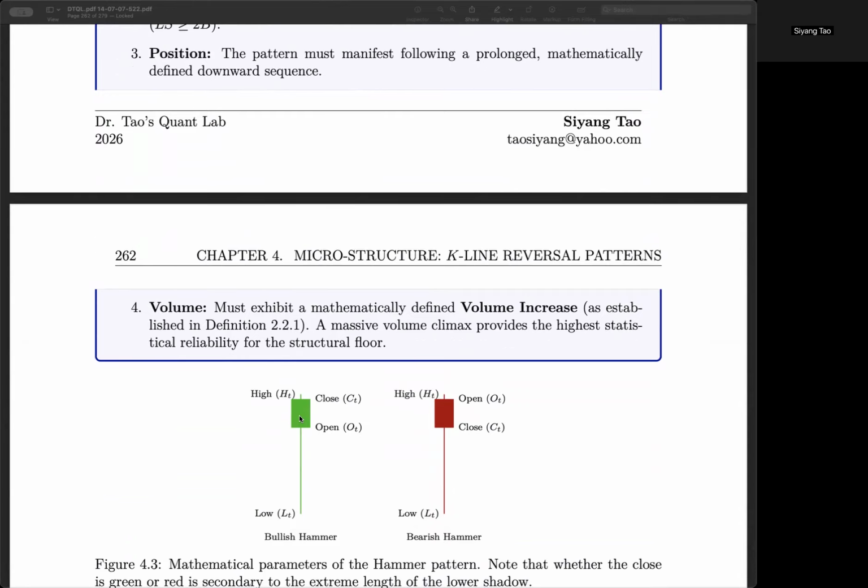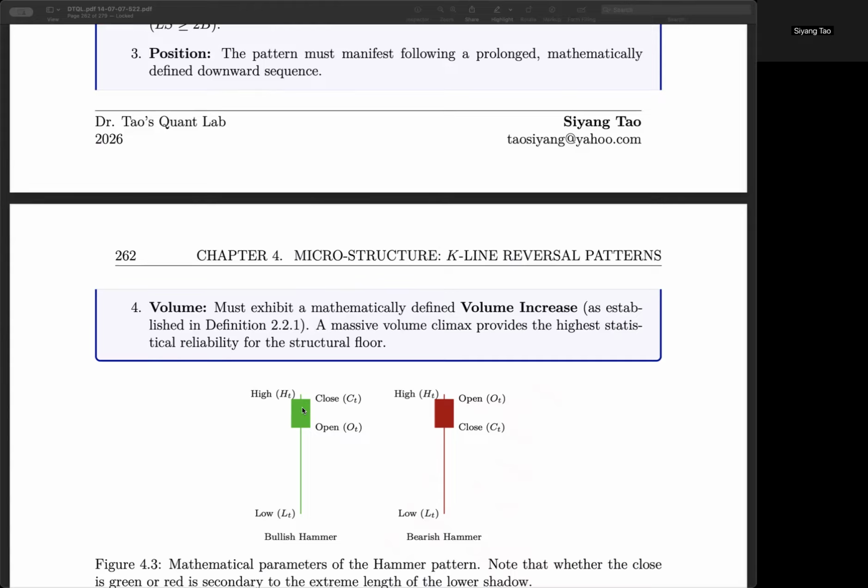Furthermore, the upper shadow must be visually non-existent, right here, strictly kept at less than half the size of the body. In other words, this length should be less than half of the length of the real body, or B. If the upper wick is too long, it is not a hammer. It is a spinning top, which indicates indecision, not reversal.